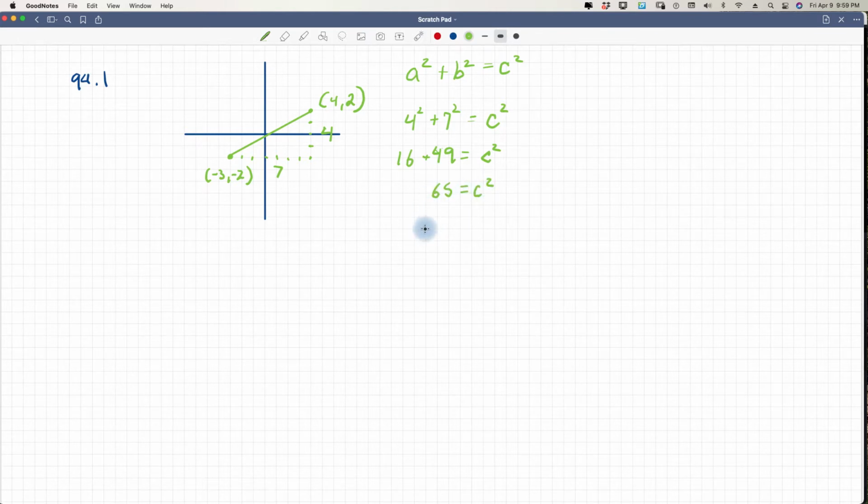We unsquare c by finding the square root of 65, and we can't simplify the square root of 65. There are no factors that can be removed from that radical sign. So the length of this line is the square root of 65. And that's as far as you have to take it. You do not have to put this in your calculator and give me a big long decimal. You can stop here. Okay, let's do 98.2.